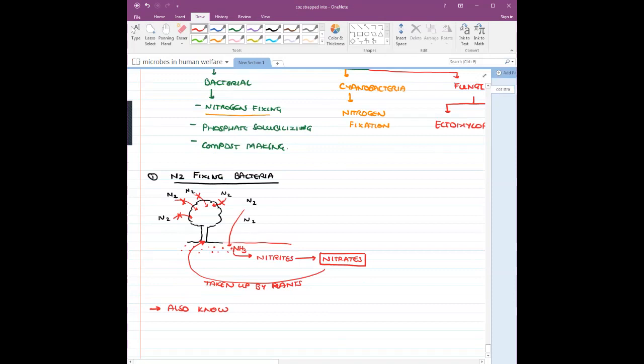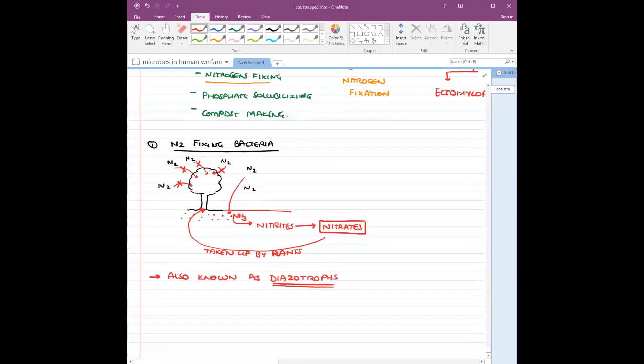Okay, they are also known as diazotrophs. And guys, keep this thing in mind. In your exams, they ask you this thing. What are diazotrophs? Rather than calling this thing nitrogen fixing bacteria, they will use this sophisticated term. Suddenly, you will be like, "Oh my God, what is this? I don't know what is diazotrophs." It is nothing but nitrogen fixing bacteria.